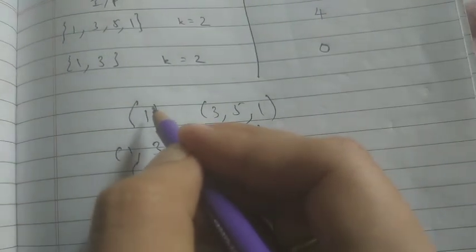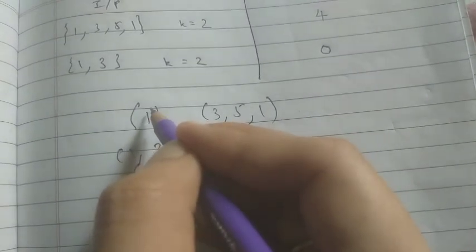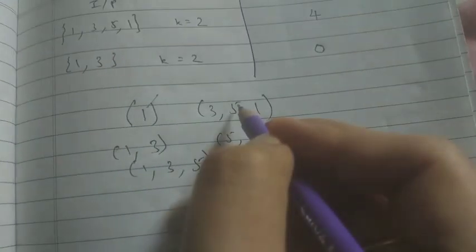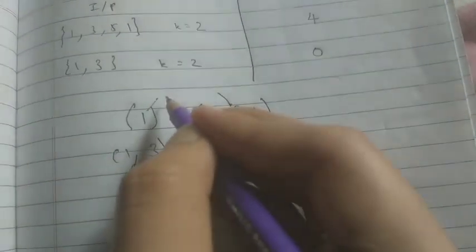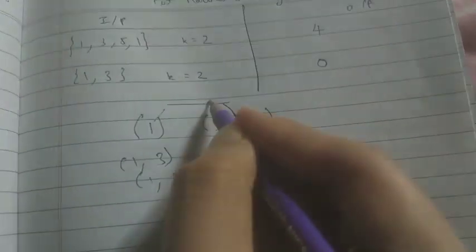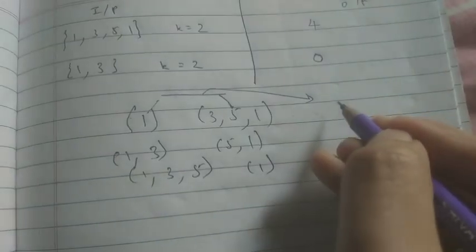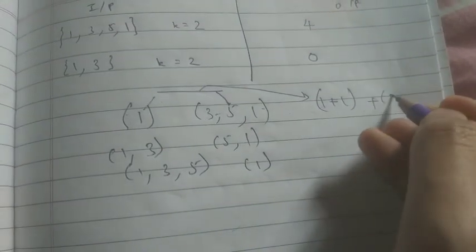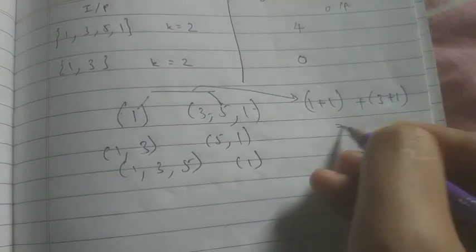So the score will be the first and the last element of this we will add, and the first and last element of this we will add, and we will add the whole thing. Okay, so what will the score be? 1 plus 1 plus 3 plus 1, that is 4, right? So 4 plus 2 is 6.